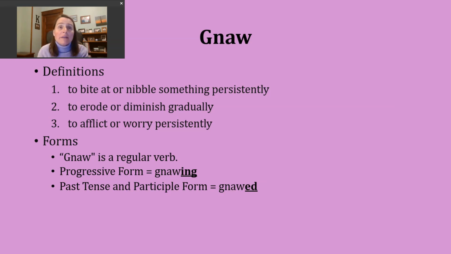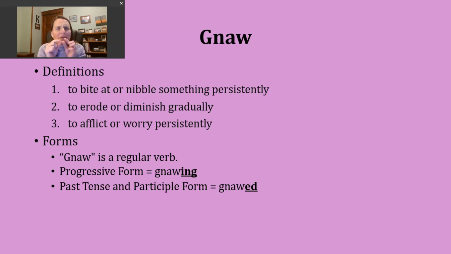And as I'm describing and talking about this verb, you might notice I'm not making a G sound when I say this word. So we have a silent G at the beginning. I'm just pronouncing an N sound here. So gnaw. Okay. Now, a second way you might encounter gnaw means to erode or diminish gradually.